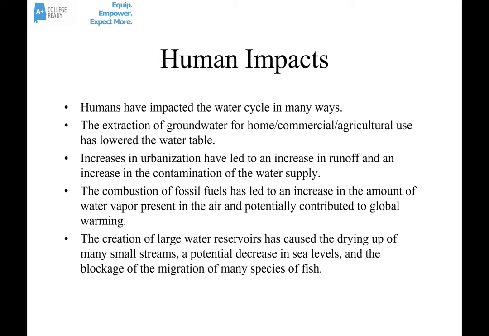And then we've also created these large water reservoirs by damming. And this has caused the drying up of many small streams. Because we're storing more of the water on land, it can cause a decrease in sea levels, and it can also block the migration of different kinds of animals like fish.